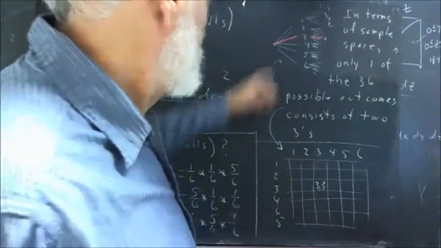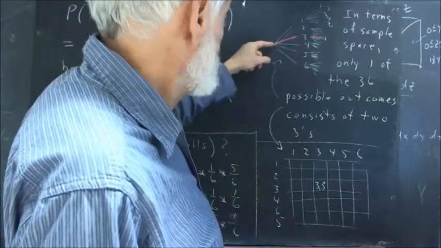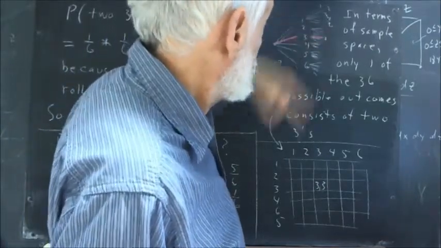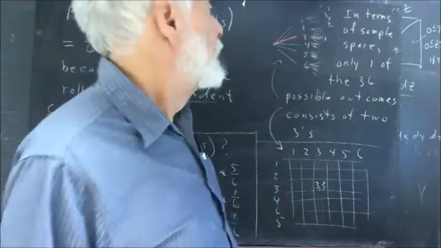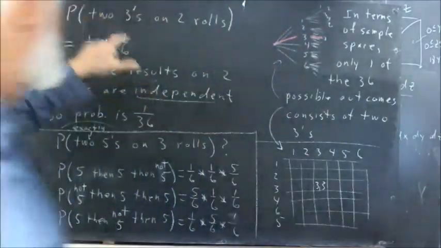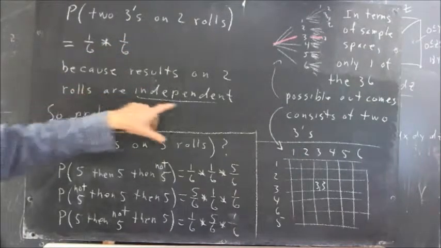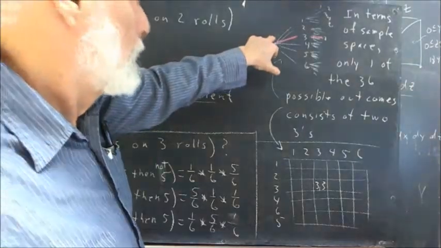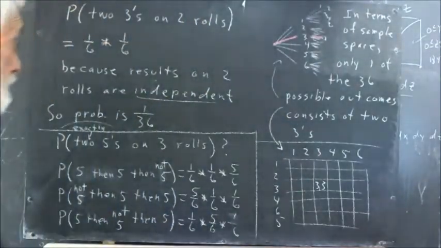And we can see that there's only one way that we can get two 3s. We've got to get a 3 on the first roll and then a 3 on the second roll. So that one possibility out of the 36 possible outcomes is the one that satisfies the condition, so we don't necessarily have to use a rule for independent probabilities. We could have used the sample space represented by the tree diagram.